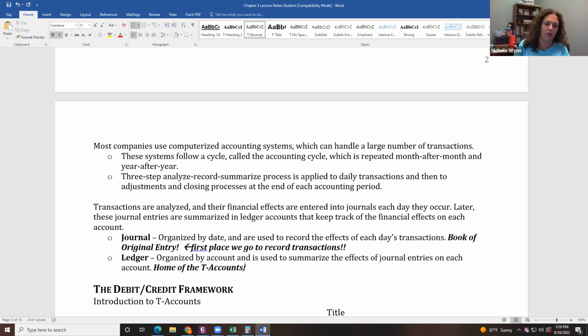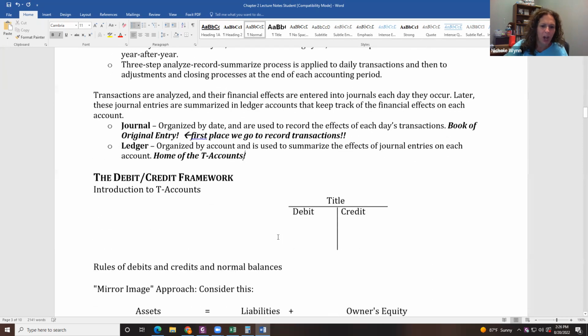So today's lecture is very important. All right. That is a T account. See it? It looks like a giant T. That's why it's called a T account. And it'll have a title here. It might say cash, or it might say equipment, or it might say supplies, or accounts payable, or notes payable, or common stock. And then this side is called the debit side.